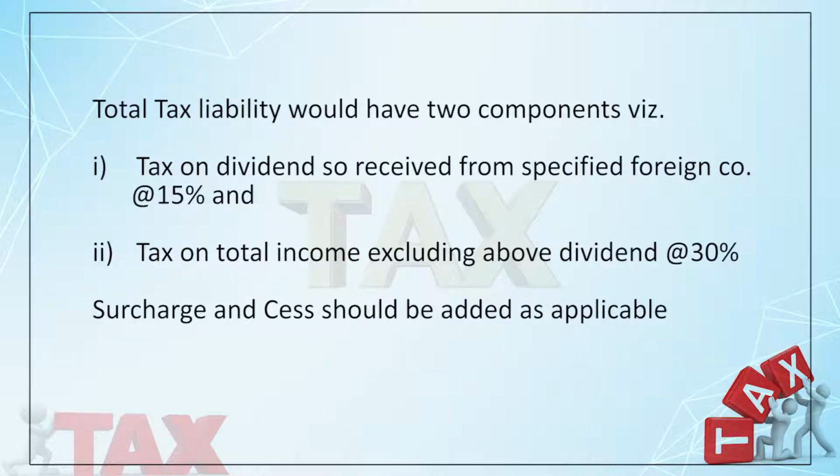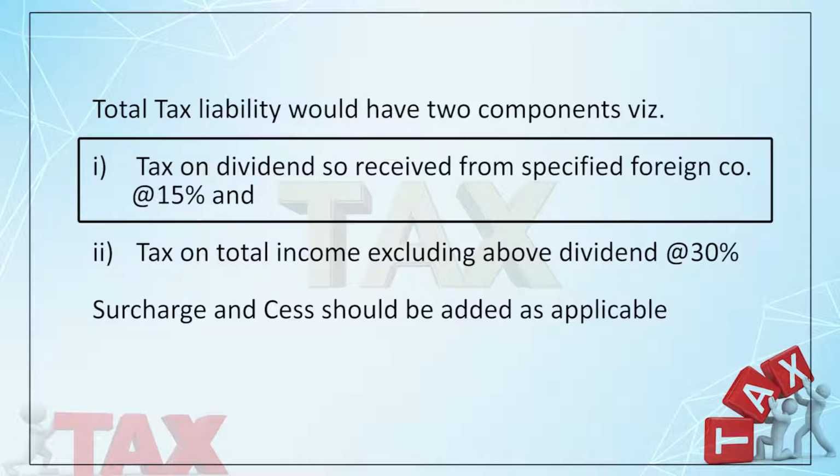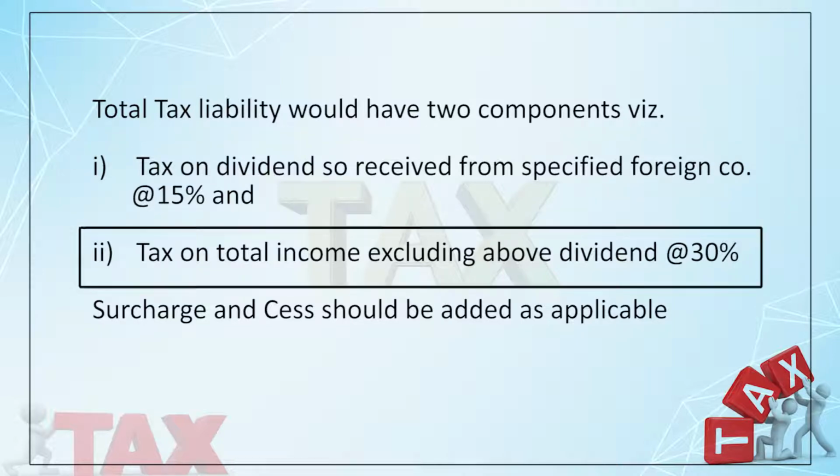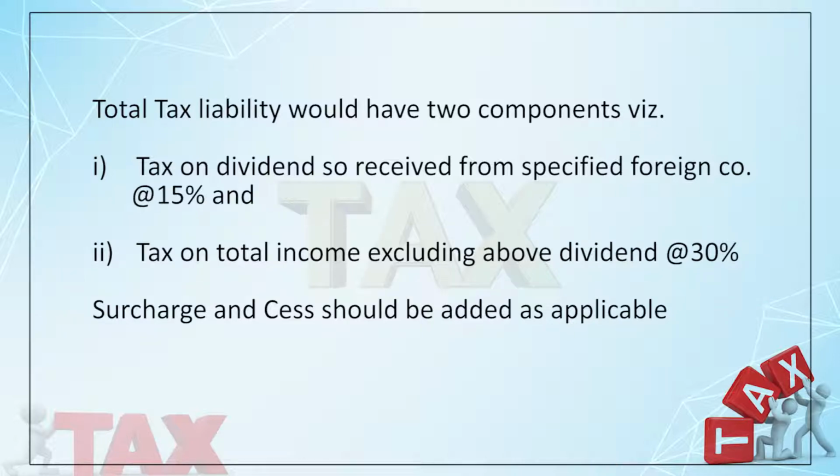So, now we may proceed for the computation of tax, and in any other case, the total income is to be taxed at the rate of 30%. So, where provision of section 115 BBD is involved, there would be two components of tax liability. One is 15% tax to be paid on the dividend received from the specified foreign company, and 30% on the remaining income. So, this is the provision.